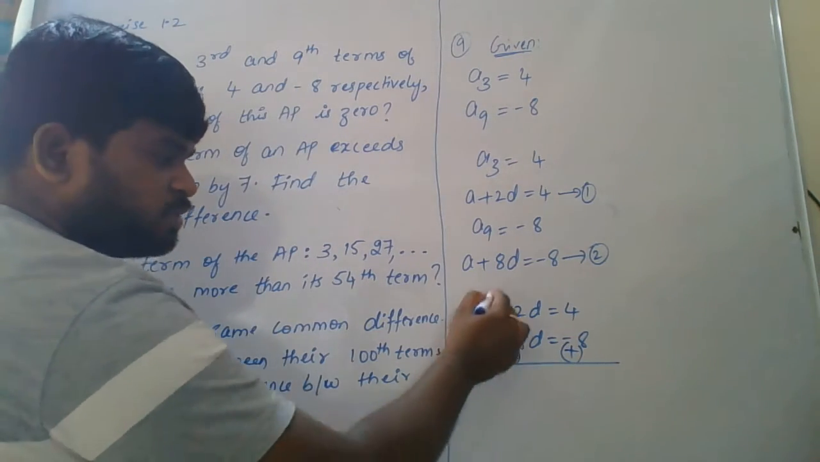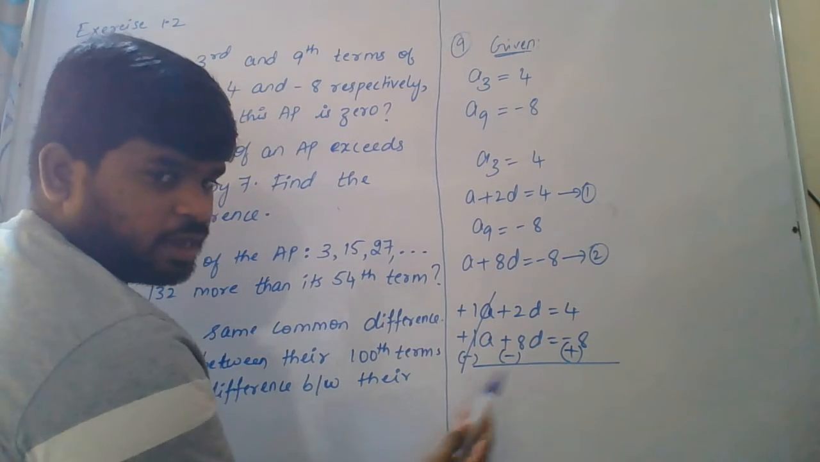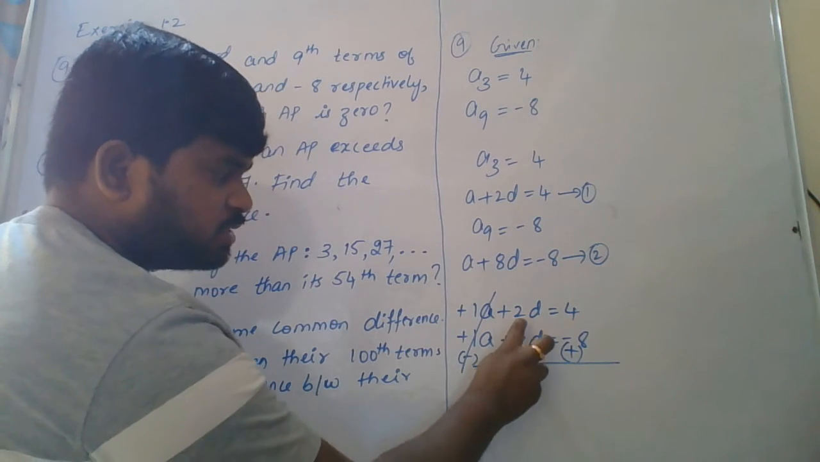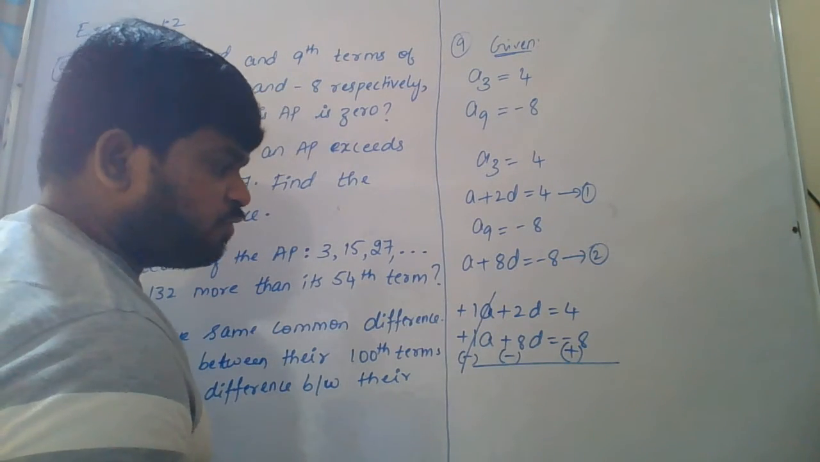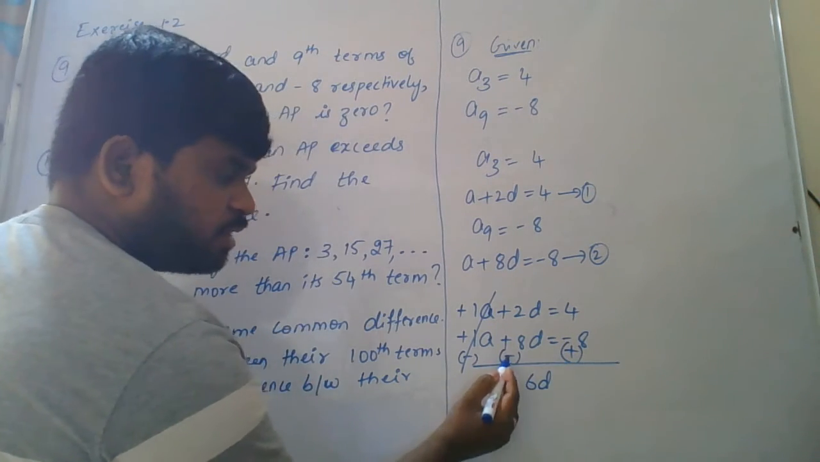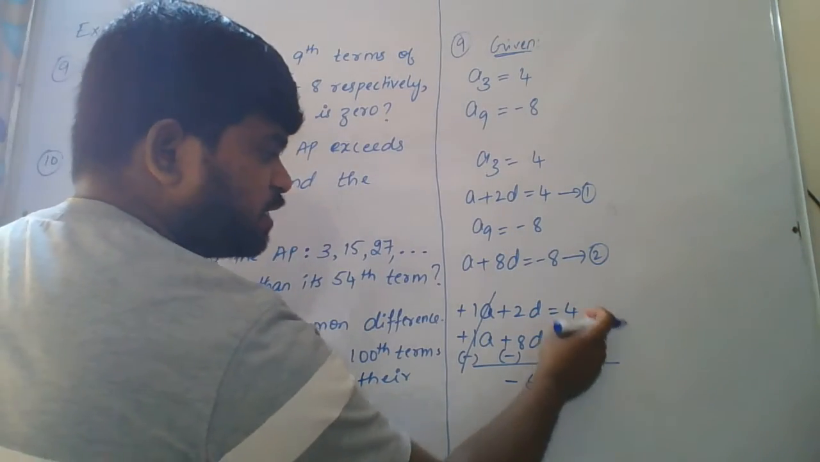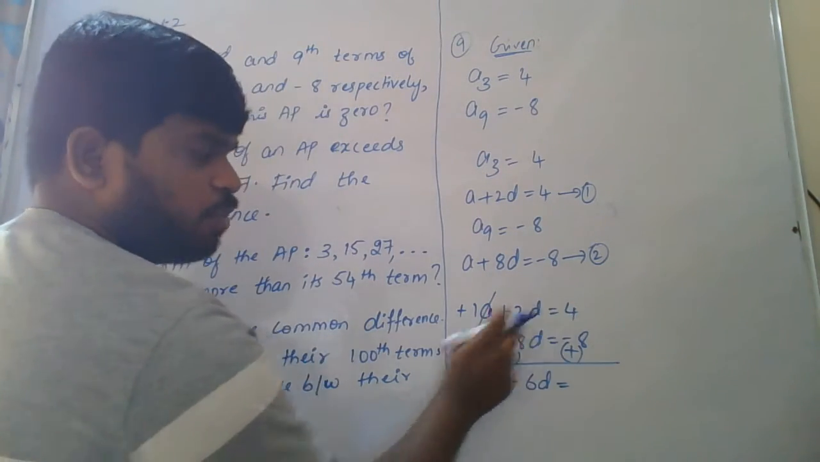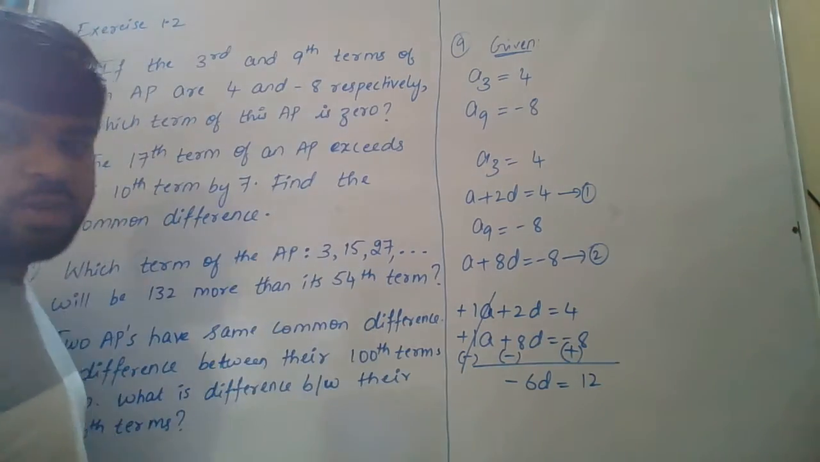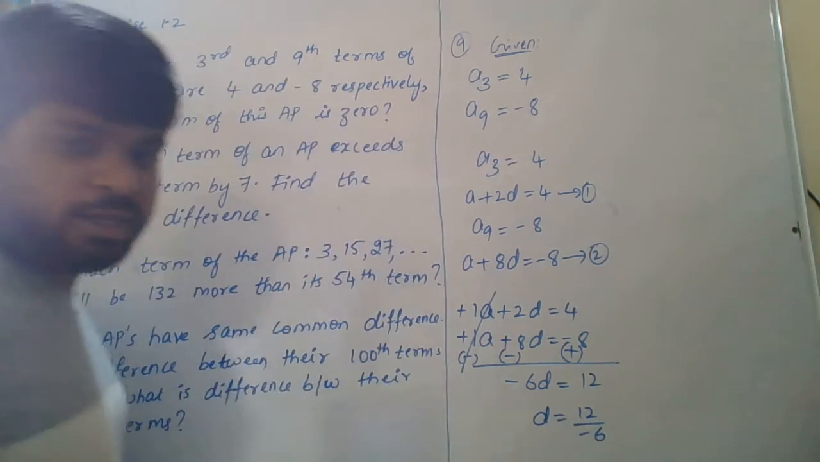So plus 1A minus 1A gets cancelled. Plus 2D minus 8D. As I've been telling you, you have to look at the new sign. This number has got minus, this number has got plus. Two different signs, so you subtract. 8 minus 2 is 6D. 8 is the bigger number, it has got the negative sign, so minus 6D equals 8 plus 4. Both are positive, so you add it. You get 12. Therefore, D is equal to 12 divided by minus 6.